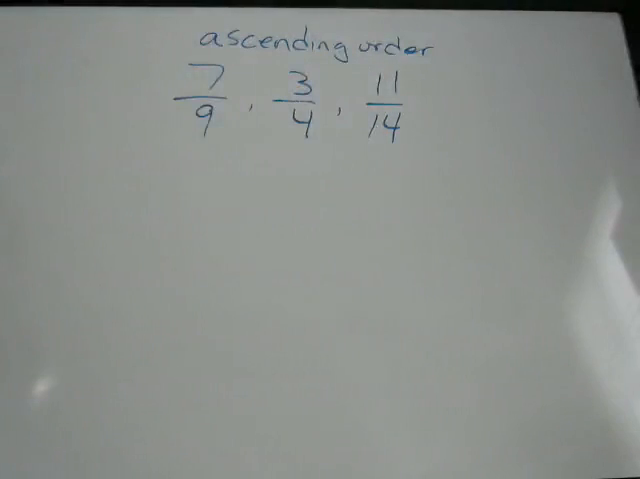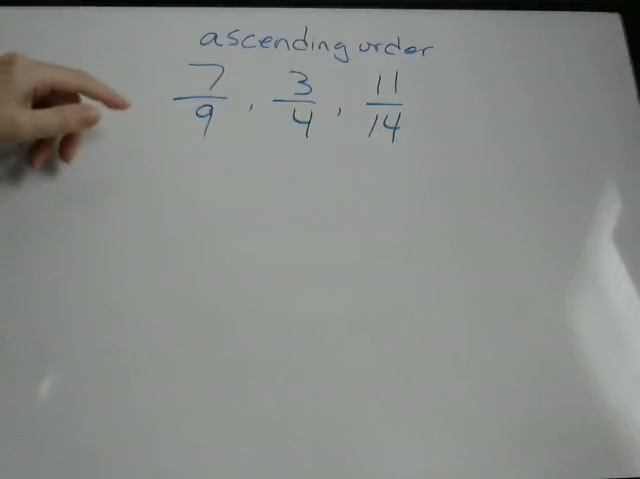So ascending order means from the least to the greatest. So we need to figure out which one of these is the smallest and which is the greatest, and then put them in that order. So I'm going to show you two ways to do this. One way, which I think is the simplest way, if you're allowed to use a calculator on this type of a problem, is to simply use your calculator and do the division.